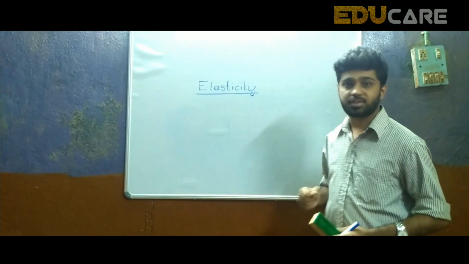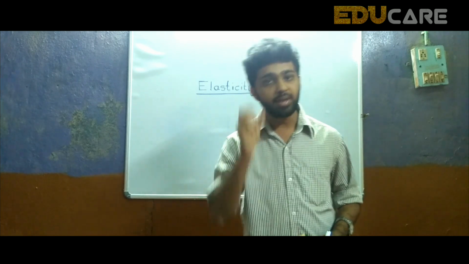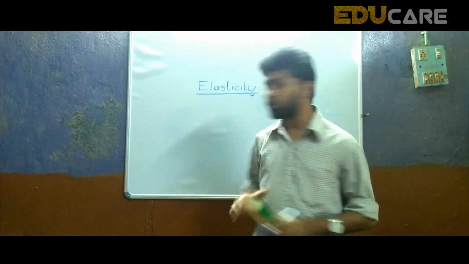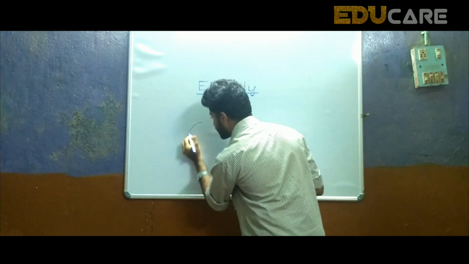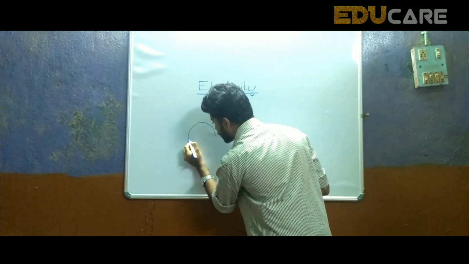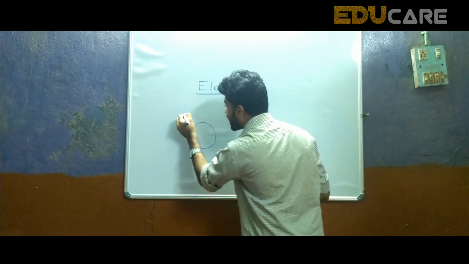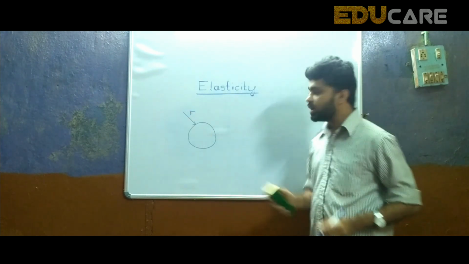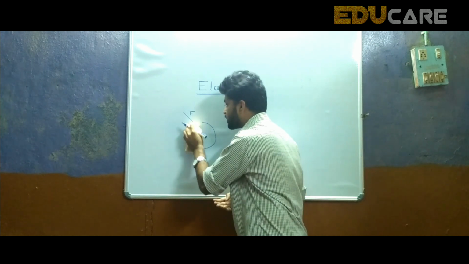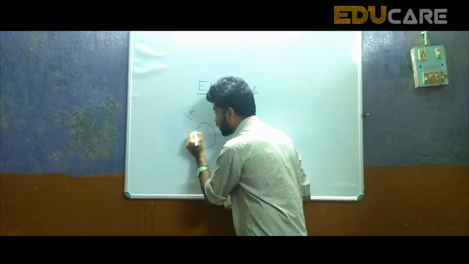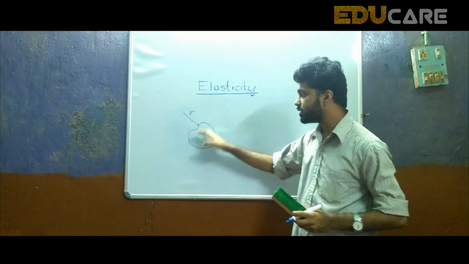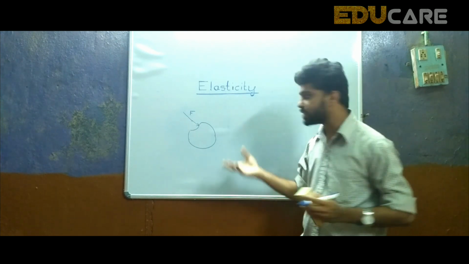Property of elasticity. Let us consider we have an elastic sponge ball. We are applying an external force on that sponge ball. Because of this external force, the shape and size of the sponge ball changes.